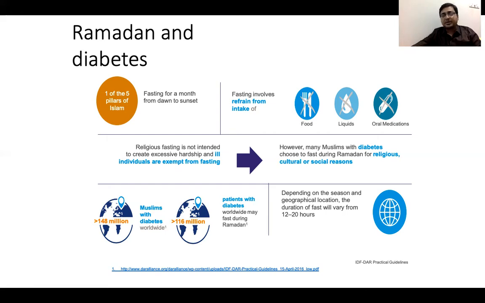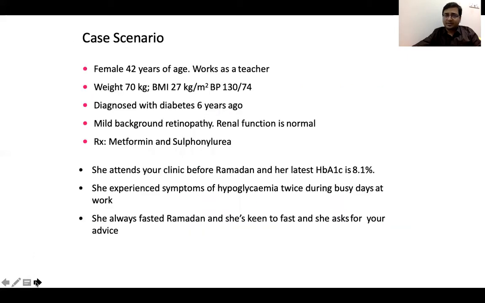But if anybody is wishing to do this kind of fasting, then this fasting is definitely going to impact their lives in several ways. Worldwide, the Muslim population with diabetes is approximately more than 148 million. And patients with diabetes worldwide may fast during Ramadan. Depending on the season and geographical location, it has been seen that the duration of fast will vary from 12 to 24 hours. This is approximately an estimate.